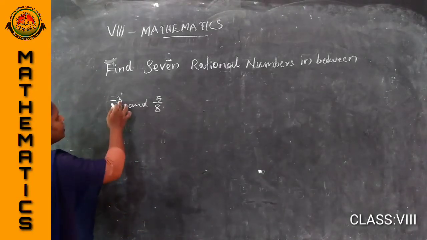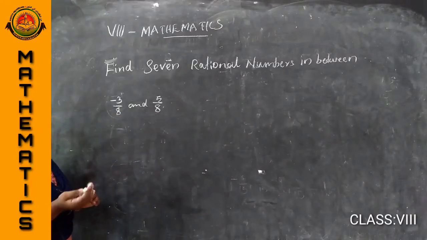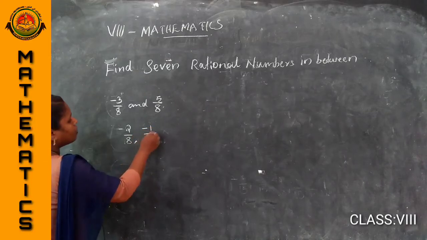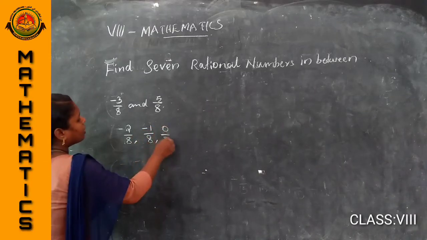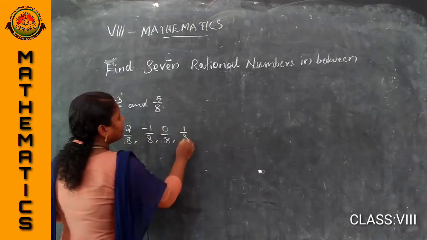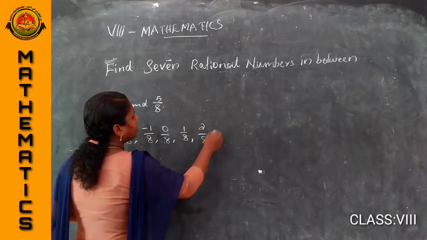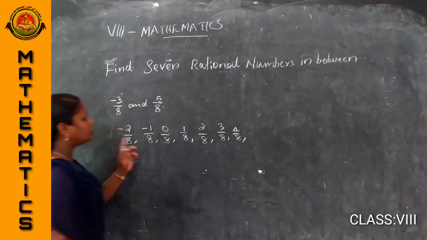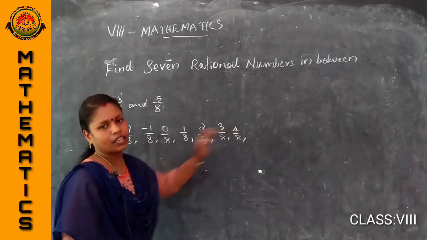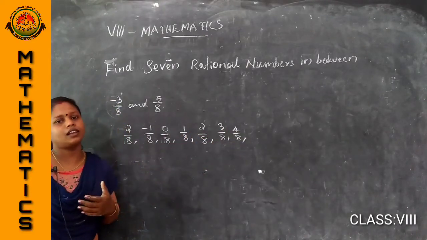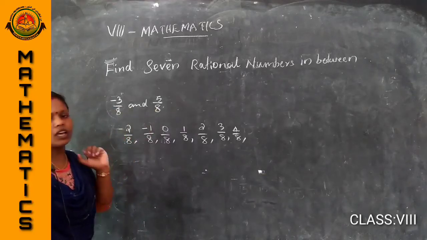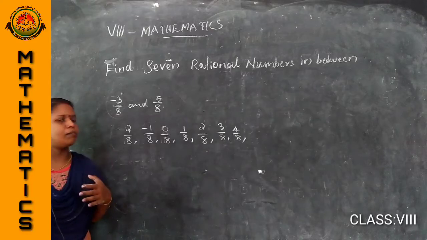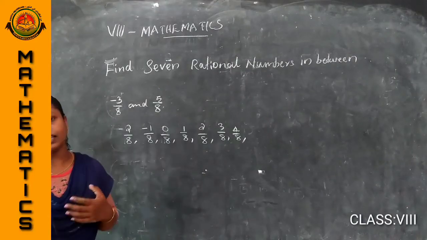That is, in between negative 3 by 8, we have negative 2 by 8, negative 1 by 8, 0 by 8, 1 by 8, 2 by 8, 3 by 8, 4 by 8. 1, 2, 3, 4, 5, 6, 7. We got 7 rational numbers. Here the denominators are the same, so no problem. We can write the rational numbers directly. I think it is clear.